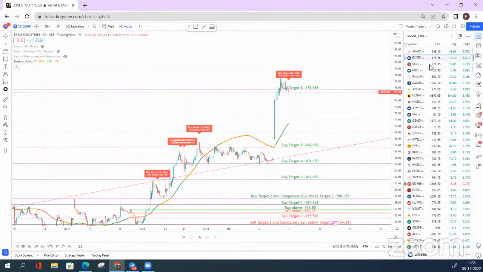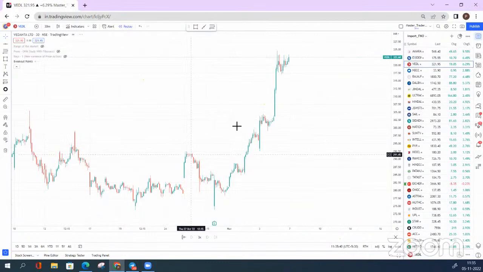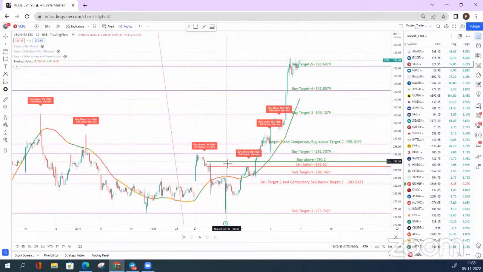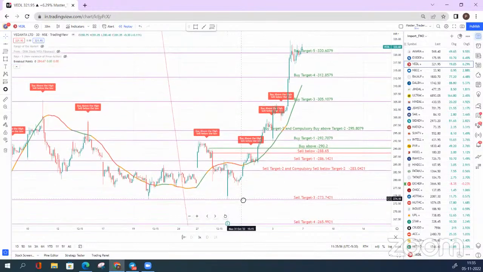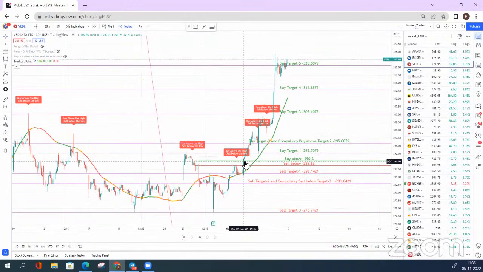Is it good? Okay, see Vedanta Limited. Vedanta is one more crazy one. Here it was a fall. Here compulsory sell below 283. It came down to 273, hitting exactly at 273, and it did not move down. And then it said buy above 290. I think I told my students to buy at 291, 292 for a target of 300.